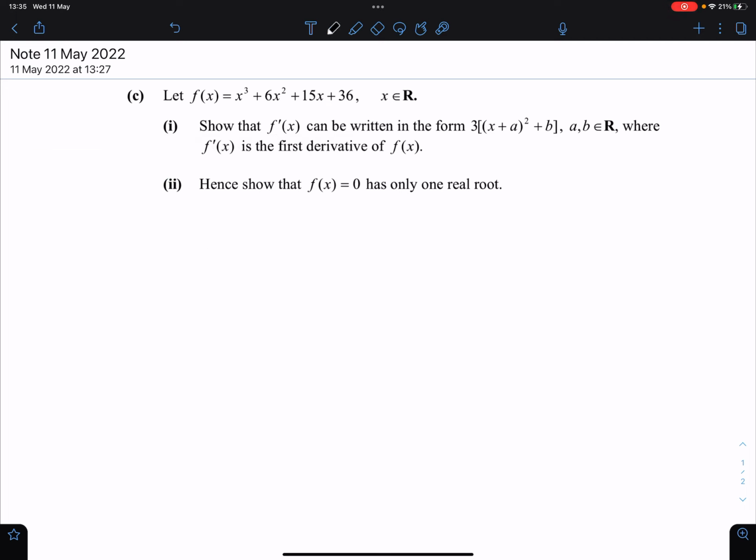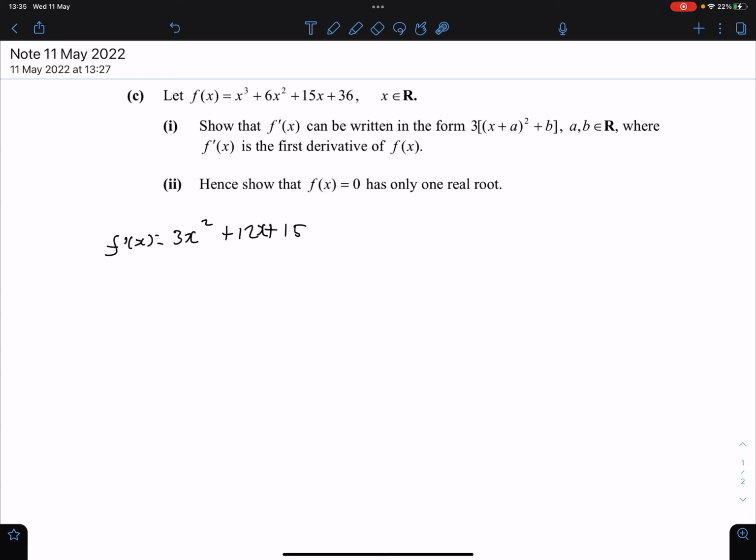So part ci, we want to basically just differentiate this function here. That's quite straightforward. We differentiate by rule: we bring down the power and we reduce the power by 1. So if I differentiate x cubed, I get 3x squared. If I differentiate 6x squared, I get 12x plus 15. And if I differentiate a constant, which is our 36 here, I just get 0. So we found our first derivative here.